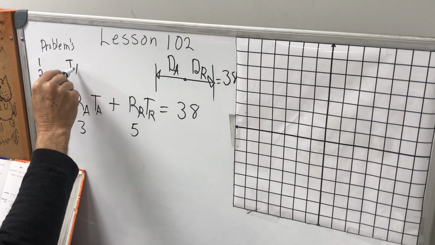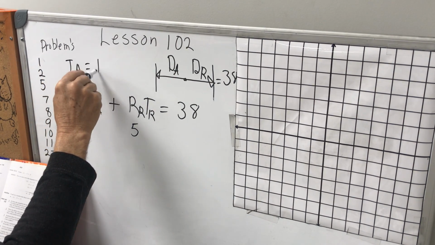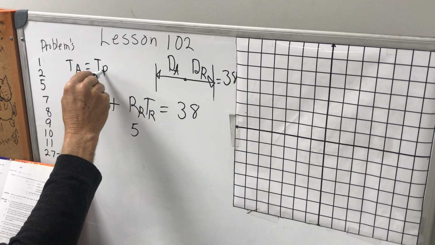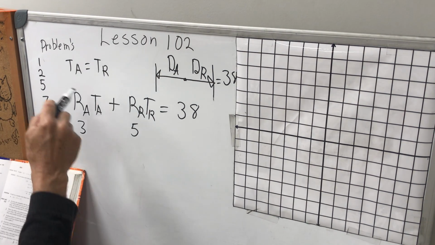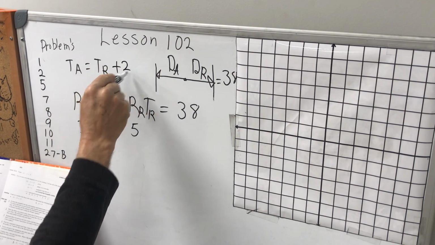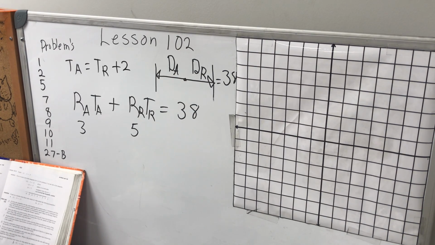Let's see if we can solve for the times. Time of A equals time of R, and must have some difference. The armadillo left at noon, which is 12 o'clock, and 2 hours later the raccoon left. There's a difference of 2 hours here, and the raccoon needs 2 hours added to have these equal the same amount, because he left 2 hours later. We have to add 2 to him to make him equal. Okay, now we have TA equals TR plus 2.